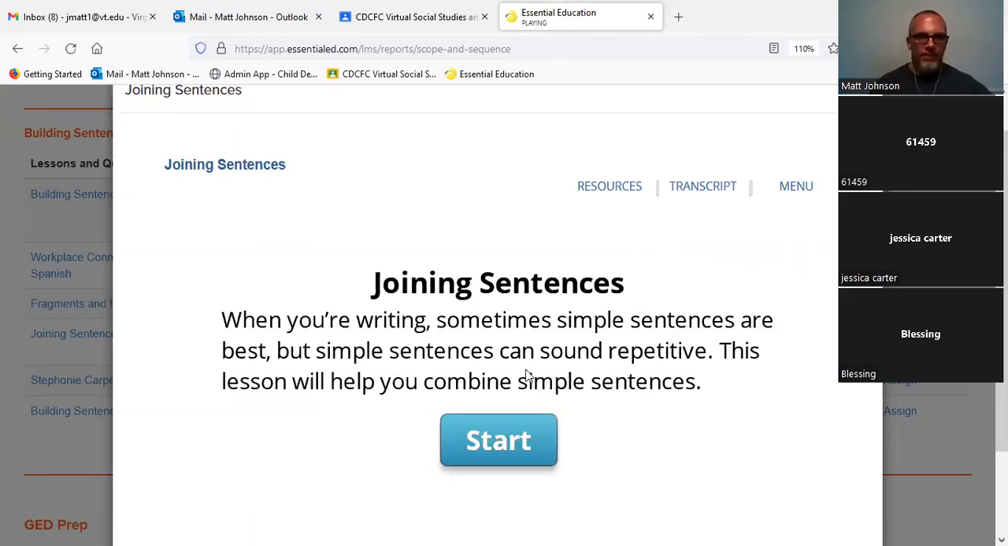Hello, this is the lesson Joining Sentences. When you're writing, sometimes simple sentences are best, but simple sentences can sound repetitive. This lesson will help you combine simple sentences.